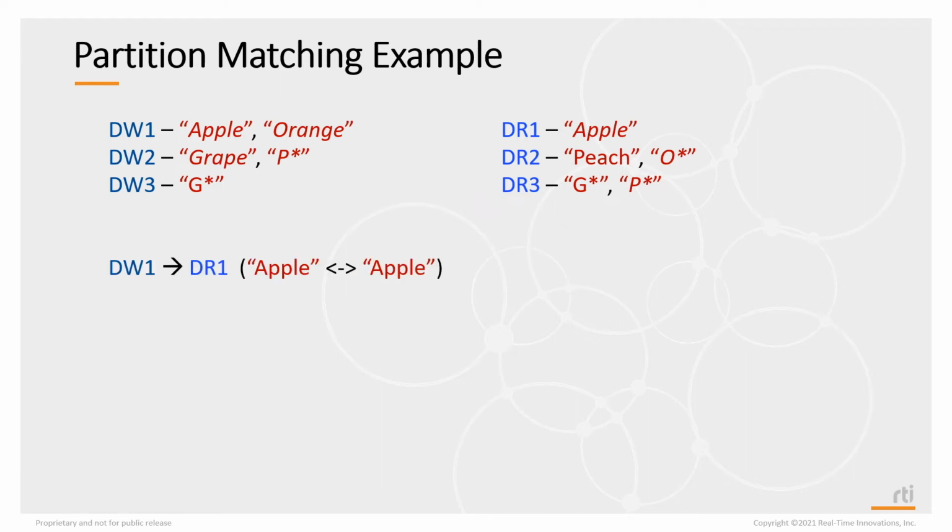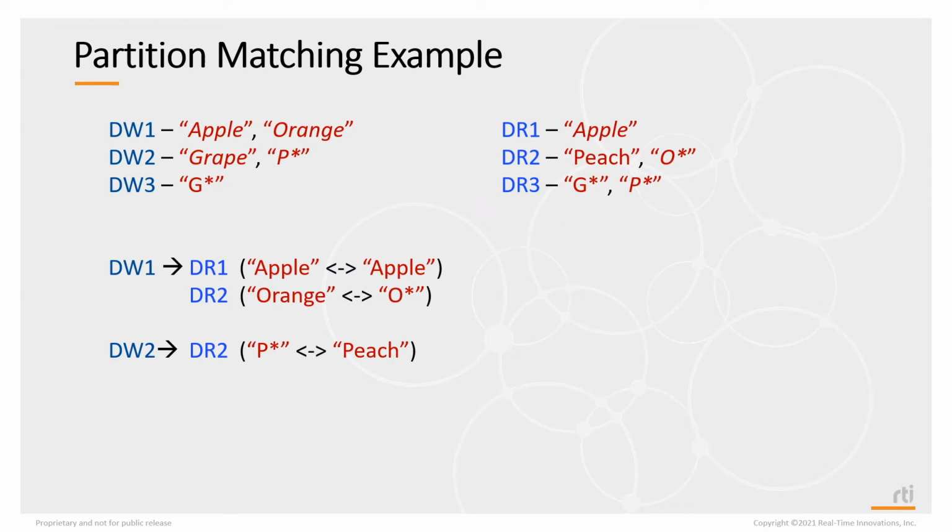Well, data writer 1 will talk to data reader 1 because apple matches apple. It will also talk to data reader 2 because data writer 1's orange will match data reader 2's O star matching filter. Anything that begins with the letter O, capital O.